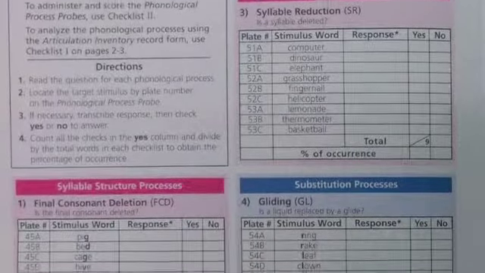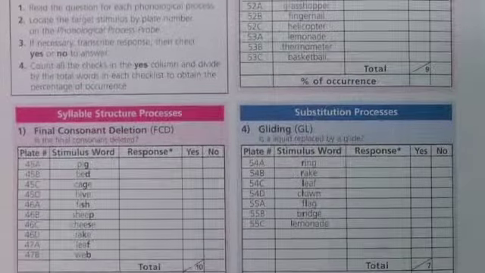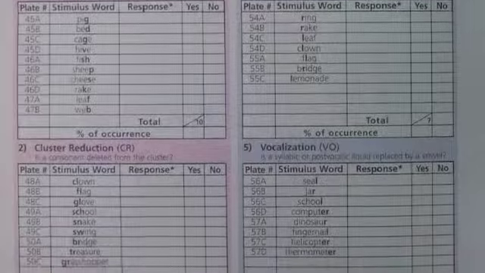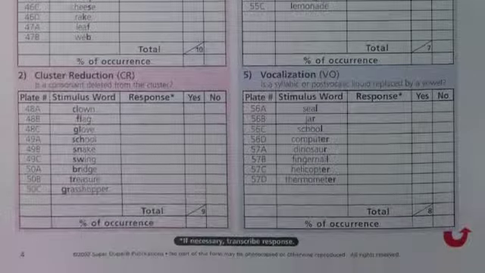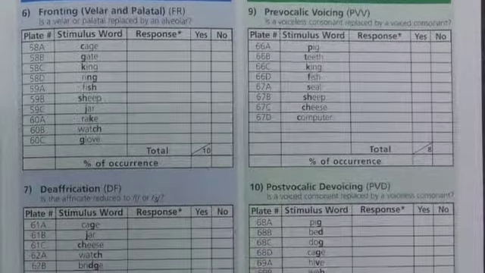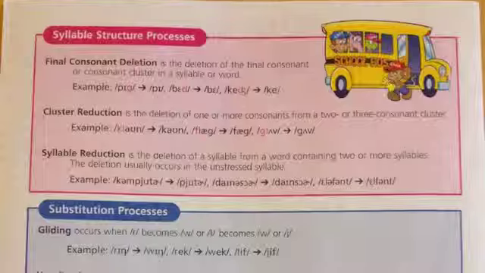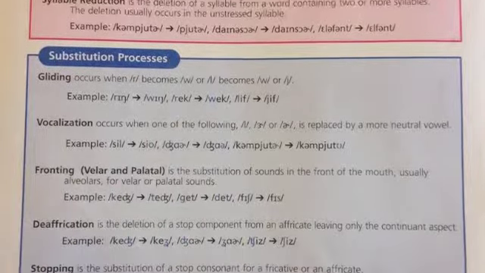The directions for the administration of the phonological checklist 2 say that the clinician reads the question for each phonological process. Then the clinician should locate the target stimulus by plate number on the articulation inventory form. If necessary, transcribe the response and then check yes or no to each answer. Finally, count all the checks in the yes column and divide by the total words to obtain the percentage of occurrence.